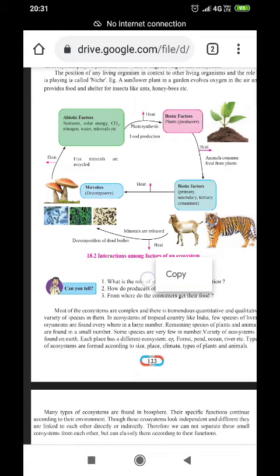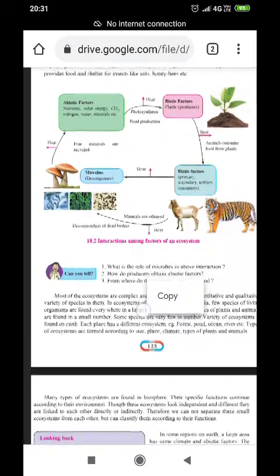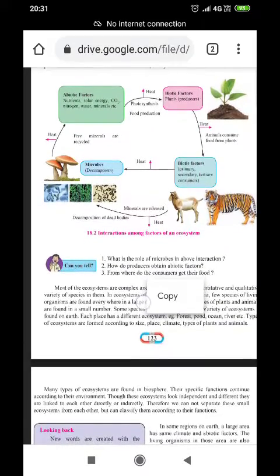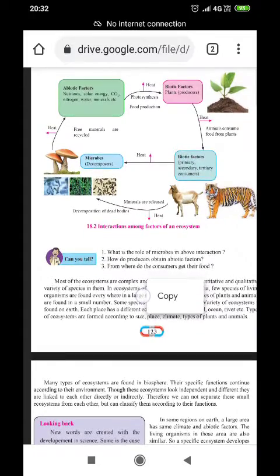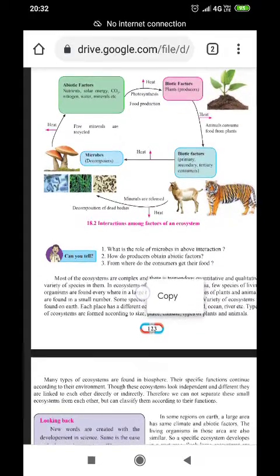So, in order to explain, here a diagram is there. This diagram explains the interaction between the factors of an ecosystem, how one organism depends on the other organism for food, heat, light, and shade.